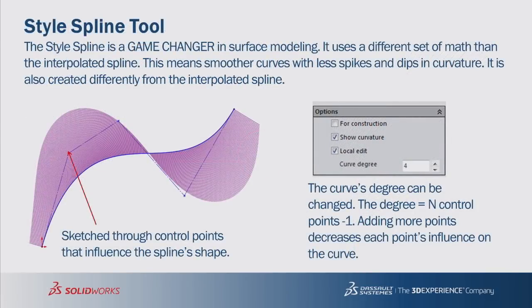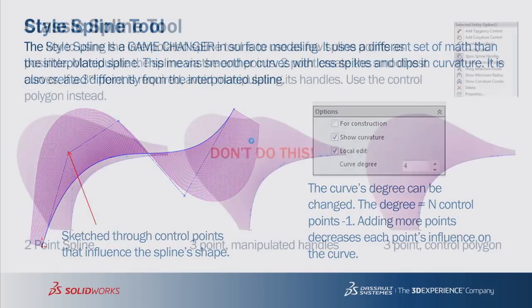So how do we go about creating these really nice curves and surfaces in SOLIDWORKS? I'm now using the Style Spline tool. When it came out in 2014, I thought it was a game changer in surface modeling. The math it uses in the background is a little bit different than the classic spline tool. This means that it's far less likely to get these kind of spikes. You get a very smooth transition in your curvature.